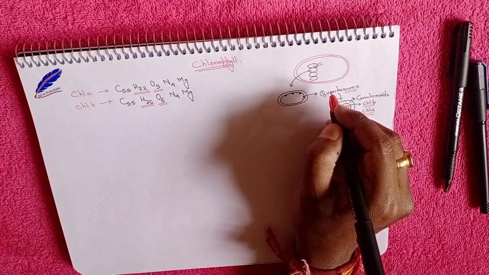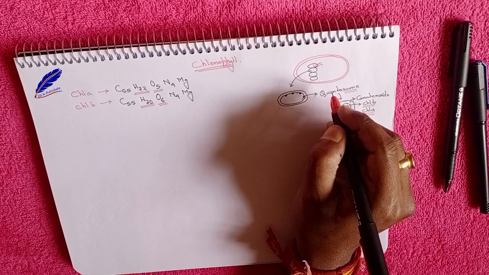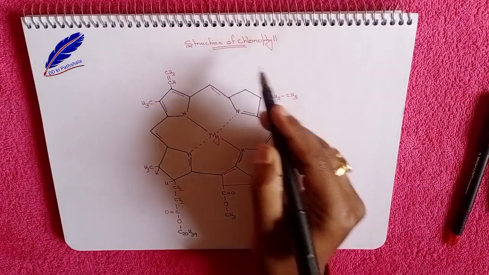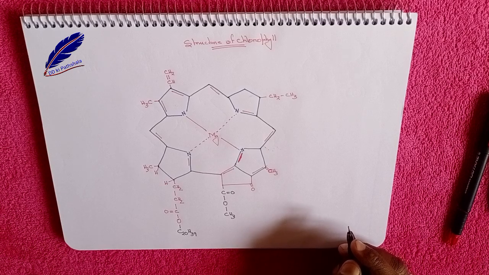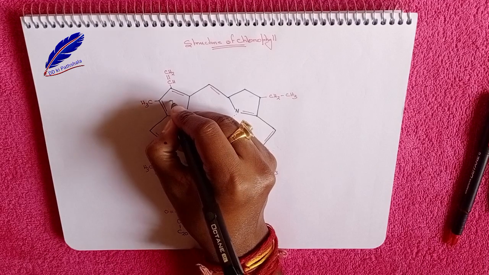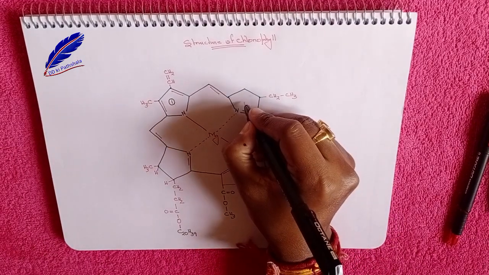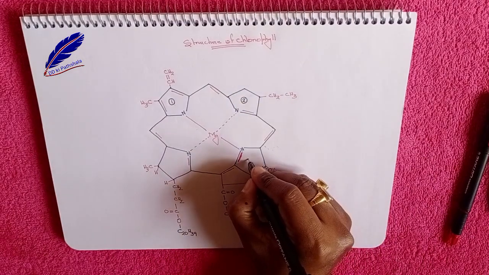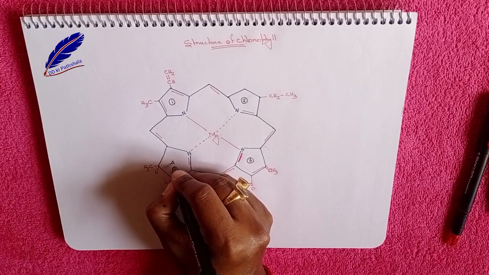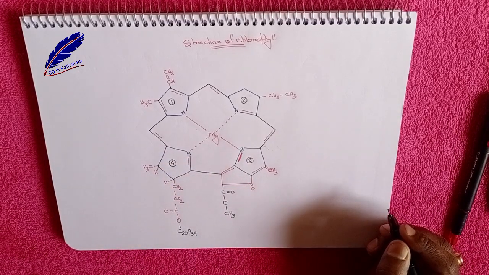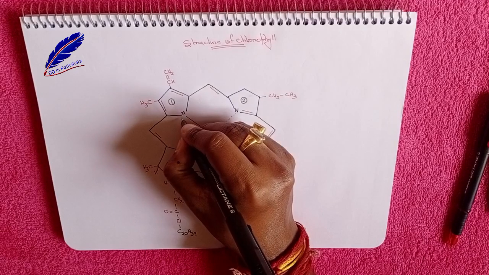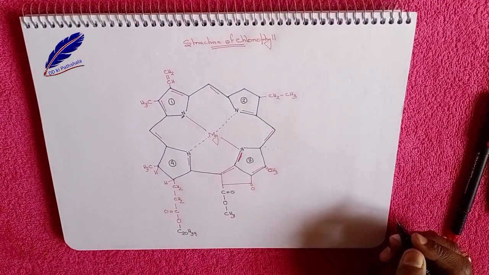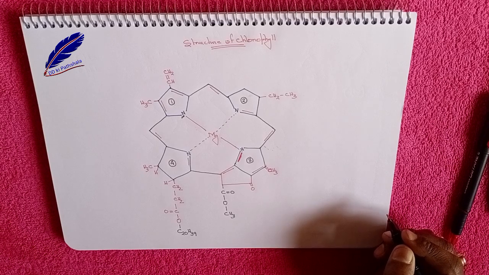Now, if we look into the ultrastructure of the chlorophyll molecule, this is the basic structure of a chlorophyll molecule. The chlorophyll molecule consists of four pyrrole rings. This is ring 1, a pyrrole ring. This is ring 2. This is ring 3. And this is ring 4. So, the chlorophyll molecule consists of four pyrrole rings. And why are these rings called pyrrole rings? Because these five-membered rings have nitrogen as one of their constituents, which is why they are called pyrrole rings.